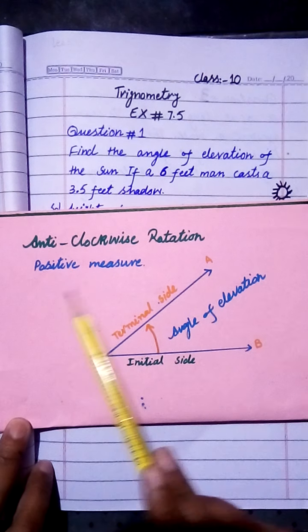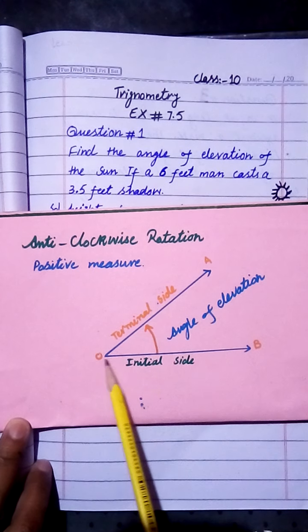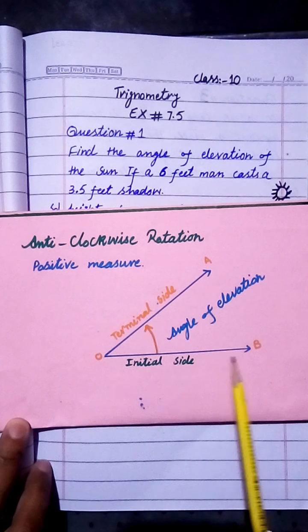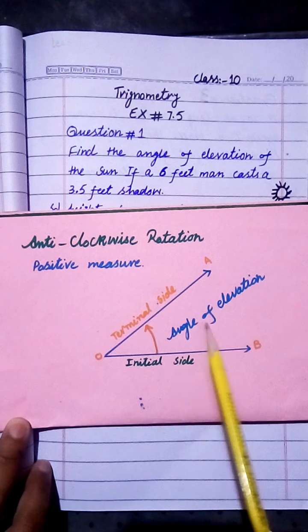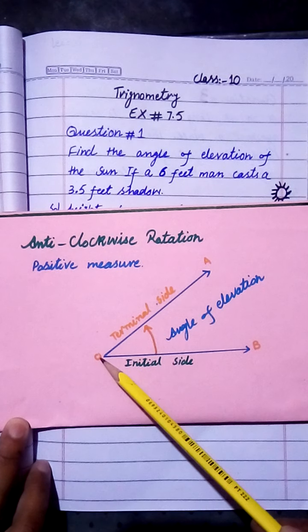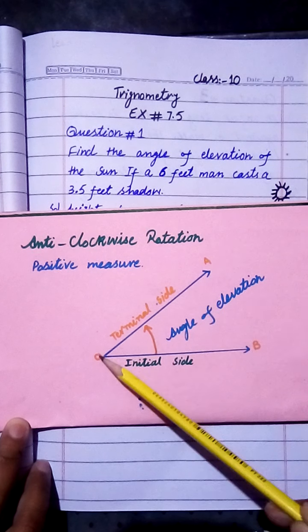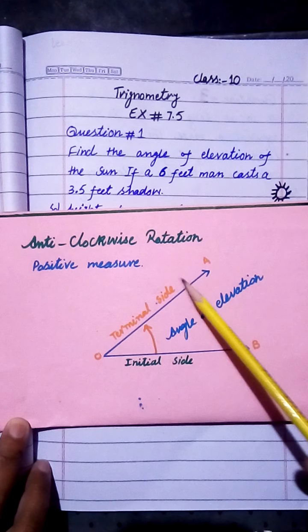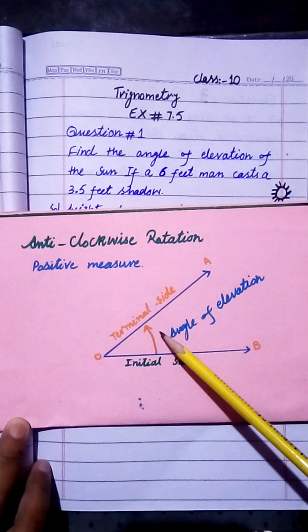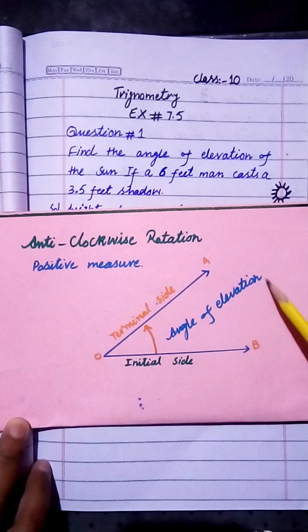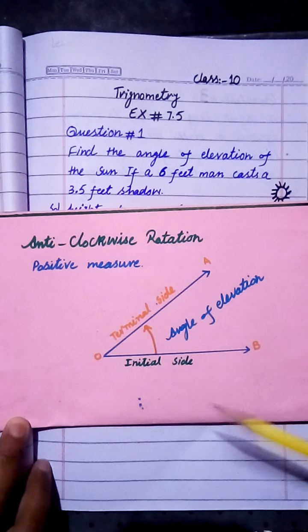Anti-clockwise rotation has positive measures. You know that OB is the initial side. Now you have to make an angle from O to A, from down to up. That is known as the terminal side, and the angle we construct is known as the angle of elevation.